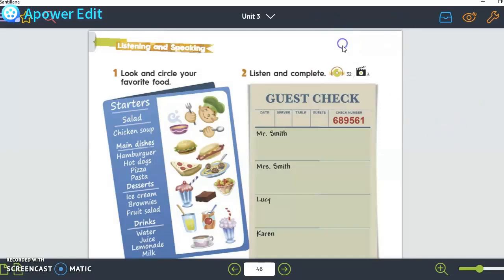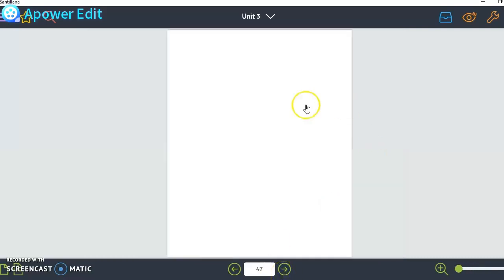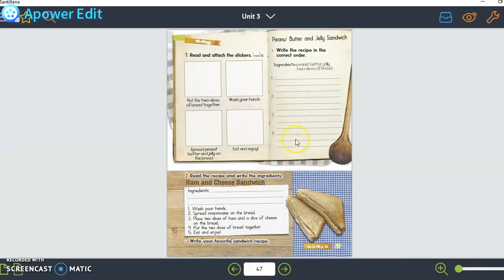Well, Mr. Smith is very, very hungry. We have here that we have to watch the video number 3, and we are going to work in our student resource book. But I want to explain the next page from the student book. What we have here, writing, read and attach the stickers. We have the instructions that say what we are going to prepare.